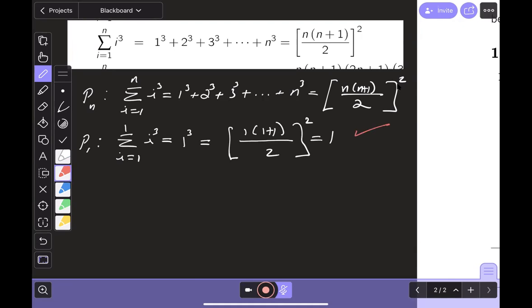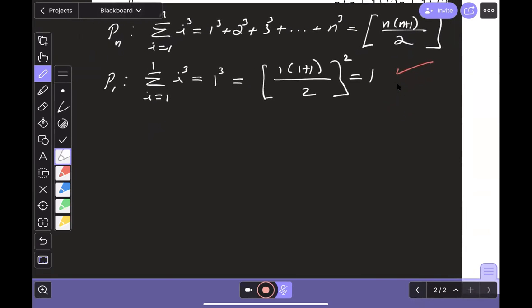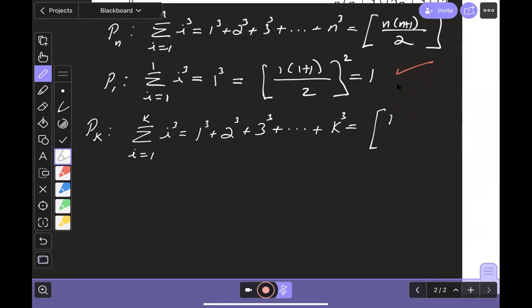Then what do you do? Well, I can't say this enough times: you're going to follow the process. The process is writing down P(k). What's that going to look like? The sum from i equals 1 up to k of i cubed. What does that look like? 1 cubed plus 2 cubed plus 3 cubed plus yada, yada, yada, up to k cubed. And what would that equal? Looking at the formula, it would look like (k(k+1)/2) squared.